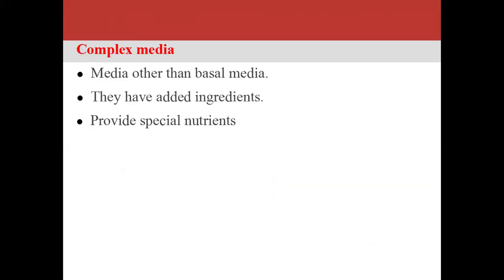Next, complex media. What is complex media? Media other than basal media are called complex media. See, complex media have special ingredients. They have added ingredients, so this helps to know certain properties of the bacteria, and they provide some special nutrients which are required for the growth of the bacteria.